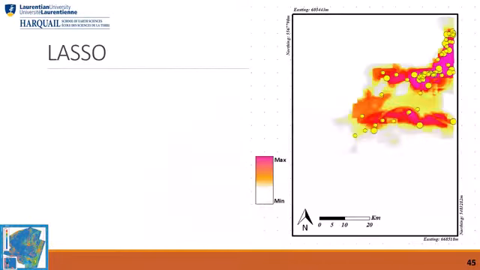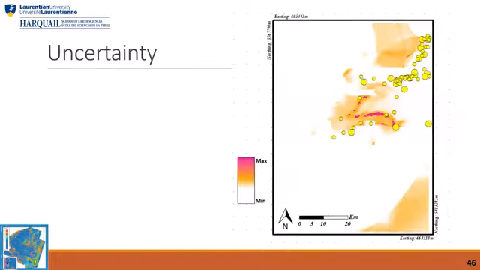But our best method here was lasso, and these are the results of our lasso algorithm. What we can see is that the majority of our mineral deposits and occurrences have been located in the anomalous zones that have been delineated by this methodology. We also went ahead and calculated the uncertainty of our model. This uncertainty is associated with the differences between different mineral deposits and occurrences that we have.